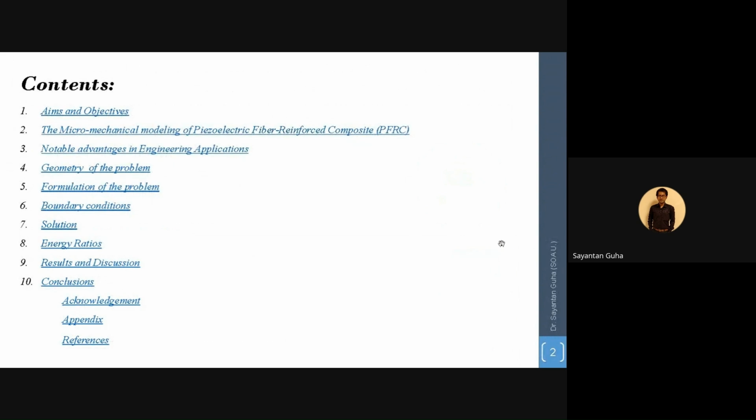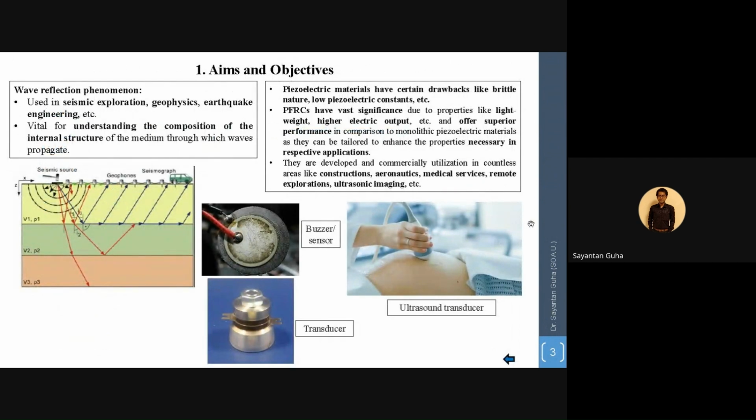Let's move ahead. These are the contents of my presentation, and I'll cover each and every one of them separately. Firstly, let us start with the aims and objectives. What are the objectives of this talk? There are actually two parts. The first part deals with piezoelectric fiber reinforced composite modeling by analytical techniques, and the second part deals with wave reflection phenomena in it.